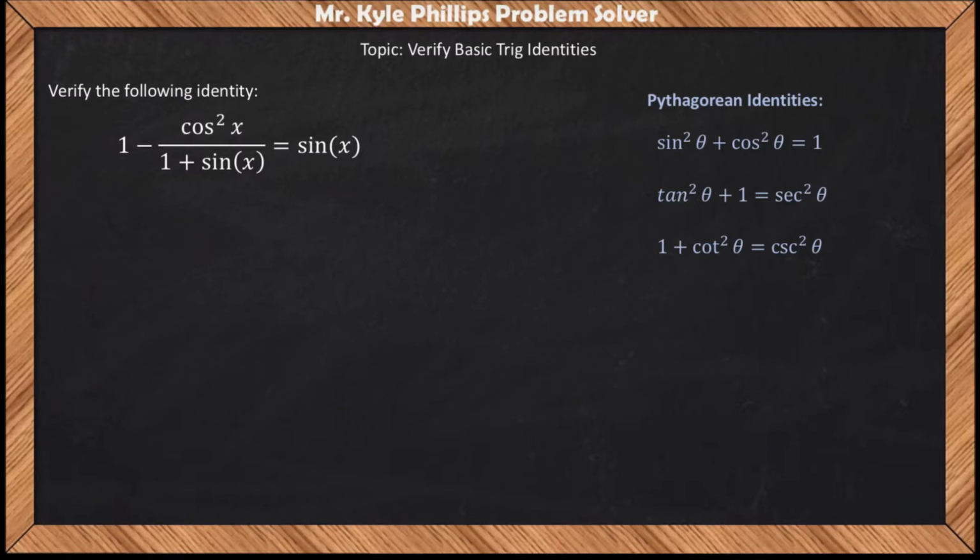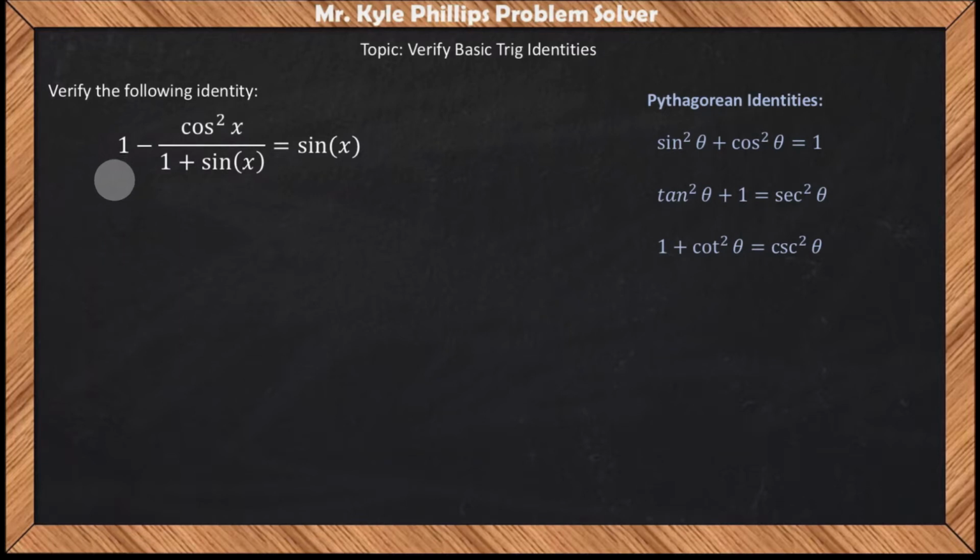So in this problem we have 1 minus cosine squared x over 1 plus sine x, and this should equal sine x. Now normally when you have fractions like this on the left hand side, it's always going to be easier to work with what looks to be the most complicated. It's going to be a lot easier to reduce this to sine x than it is to rewrite sine x and expand it out to get something kind of crazy like this.